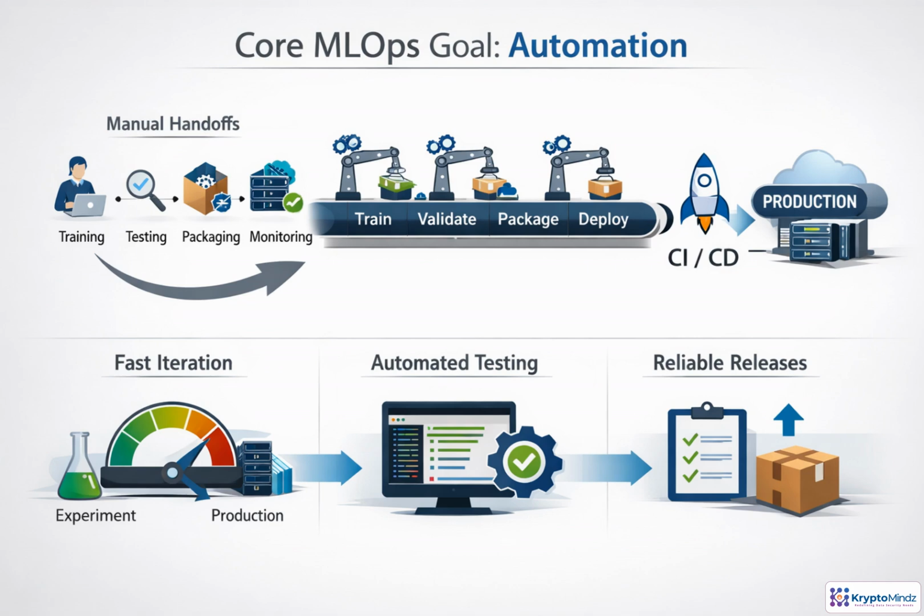Automation turns MLOps from a set of manual handoffs into a repeatable system. When code or data changes, pipelines can train, validate, package, and deploy with checks at each step. If tests fail, the process stops. If metrics pass, the model can move forward. This reduces human error, speeds iteration, and makes releases more consistent. The goal is not just faster deployment, it is safer, more trustworthy change.